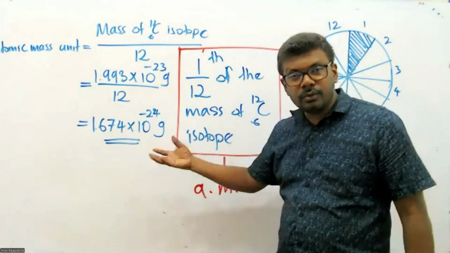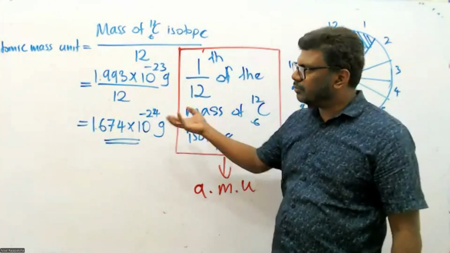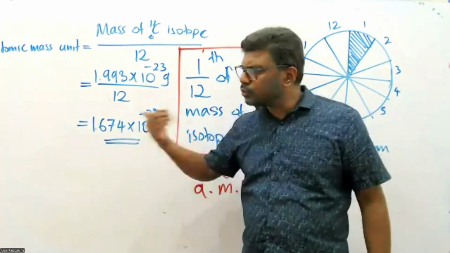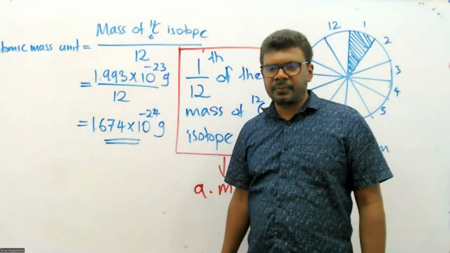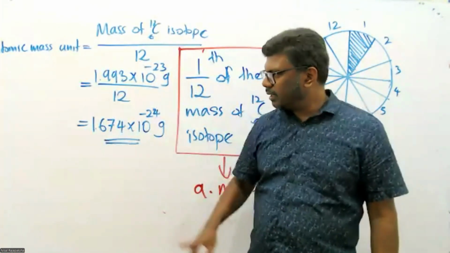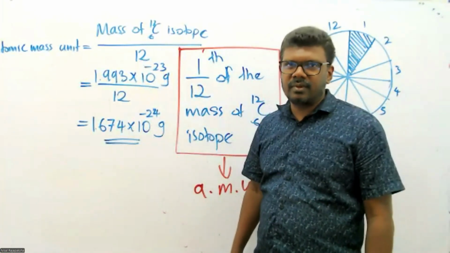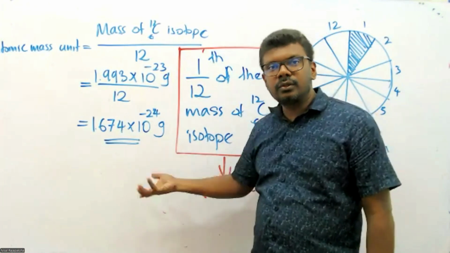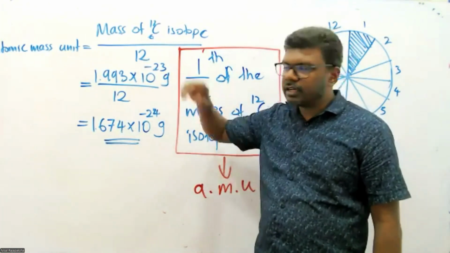Okay, so you can imagine it is also a very small value. So then, is this value unsuitable or suitable to measure the mass of an atom? Suitable, because it is also a very small value. 1.674 into 10 to the power minus 24 grams. So it is also an extremely small value, so we can use this value to measure the mass of an atom. We call this unit the atomic mass unit.